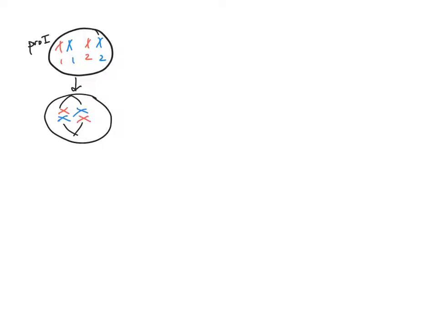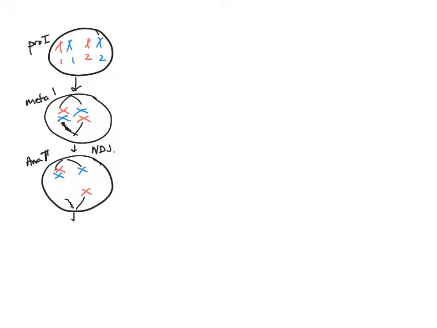And now we're going to have a non-disjunction event in anaphase. So let's say this rope didn't quite attach, okay? And so when anaphase 1 comes along, the 2 chromosomes get pulled one direction, like so. So this rope just kind of failed to attach to the chromosome. This is what we would call a non-disjunction event, okay?